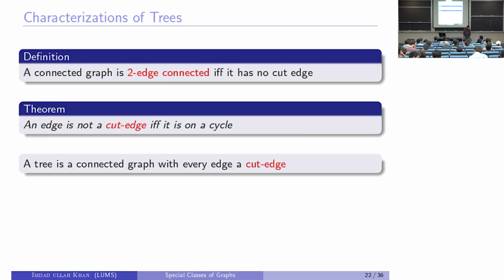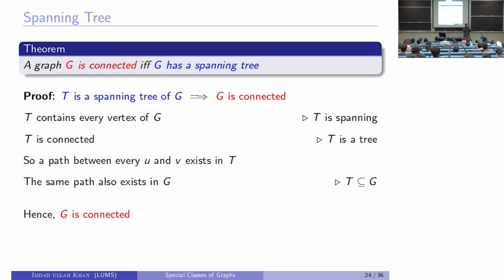Similarly, if an edge is not a cut edge, then it must be on a cycle. Not a cut edge means with this edge there, the graph is connected, and with this edge not there, the graph is still connected, meaning there are at least two paths. Okay, so a tree is a connected graph such that every edge is a cut edge. Every edge is critical. No edge is redundant, no edge is just there as a secondary edge.